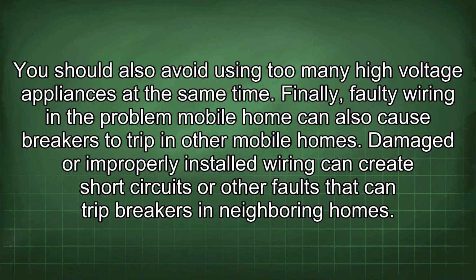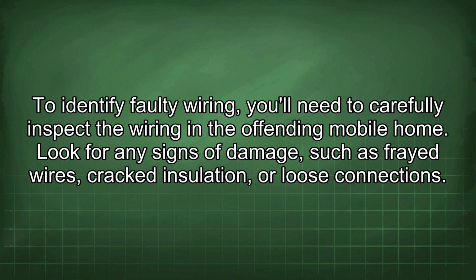Finally, faulty wiring in the problem mobile home can also cause breakers to trip in other mobile homes. Damaged or improperly installed wiring can create short circuits or other faults that can trip breakers in neighboring homes. To identify faulty wiring, you'll need to carefully inspect the wiring in the offending mobile home. Look for any signs of damage, such as frayed wires, cracked insulation, or loose connections.